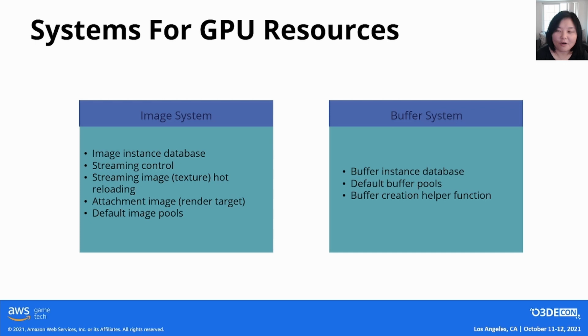Image and buffer are both GPU resources. RPI has two subsystems for each of them to provide object management and default pools for allocation. The image system provides an image instance database, image streaming control, texture hot reloading support, and default image pools. The buffer system is similar but simpler. It also provides a helper function to create a buffer.